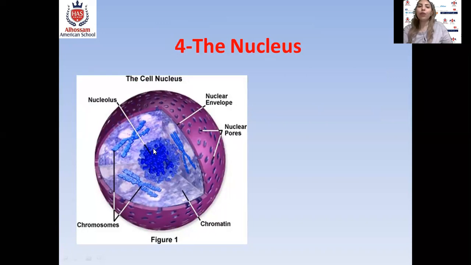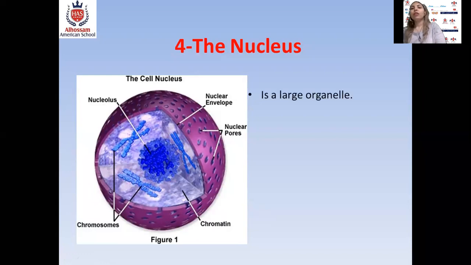We have a small part inside the nucleus called the nucleolus. It's smaller than the nucleus, so it's called nucleolus. And we have here chromosomes, because as we said before, the DNA is found inside the nucleus, and chromatin, which is DNA wrapped like a small ball.